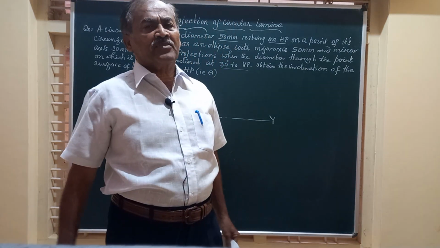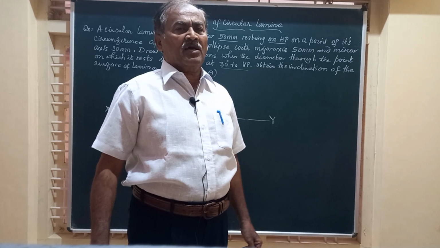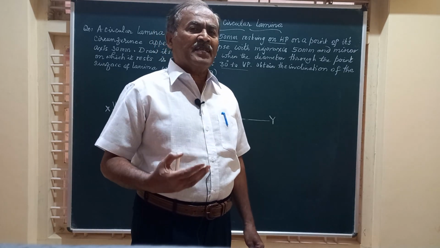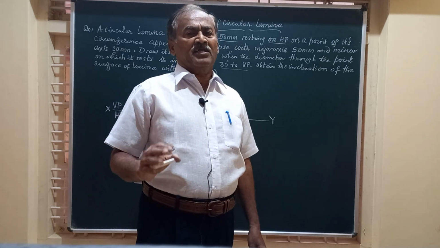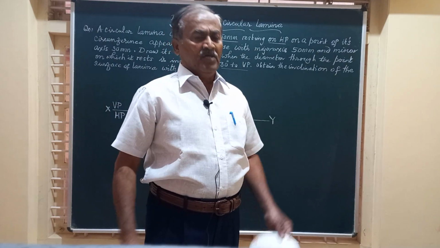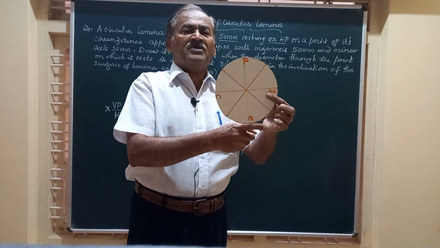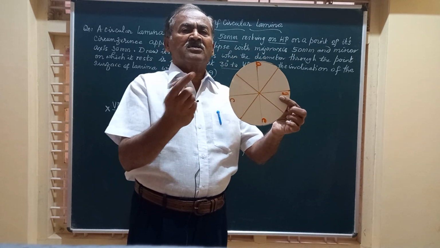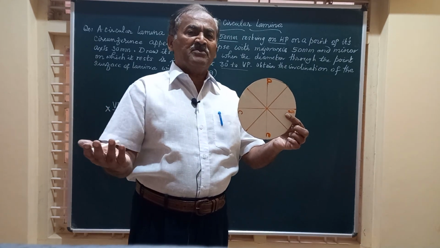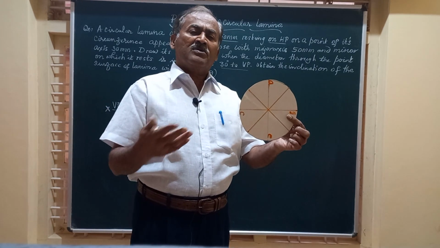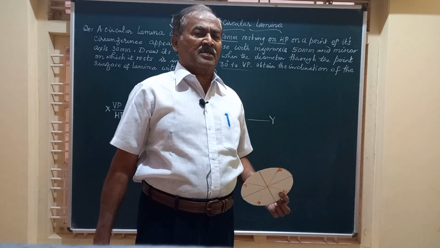Friends, the moment you have a problem on a lamina, we have to analyze, first of all, what is the type of lamina. That is the first part. It is a circular lamina, which has a circular periphery and no edges or corners, as we have in other laminae like pentagonal, triangular, square, rectangular, etc.